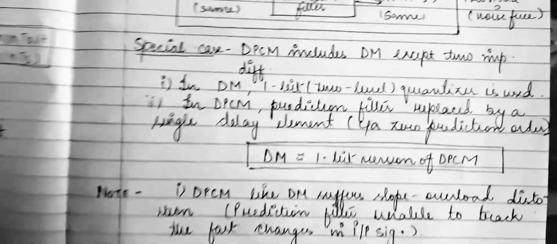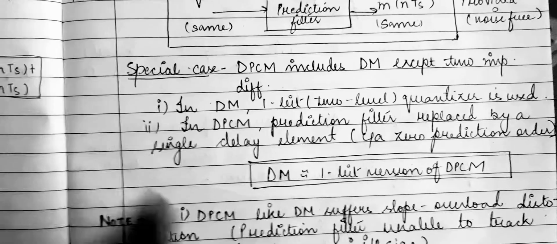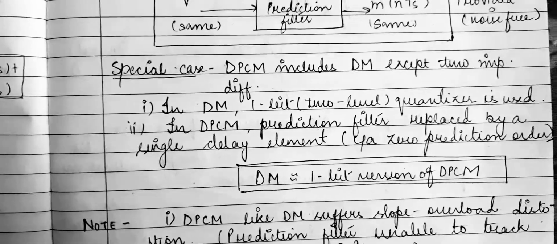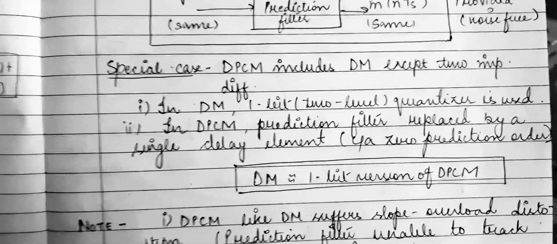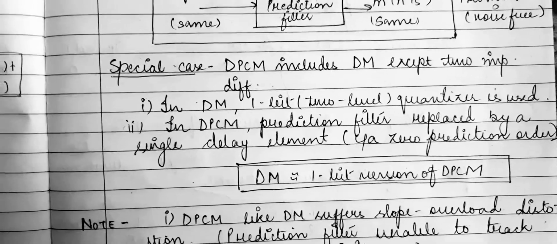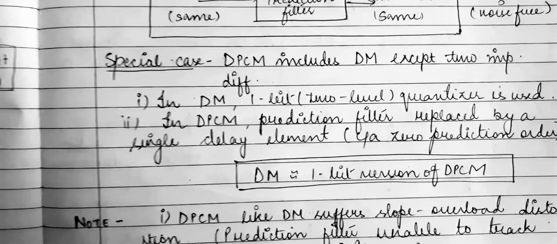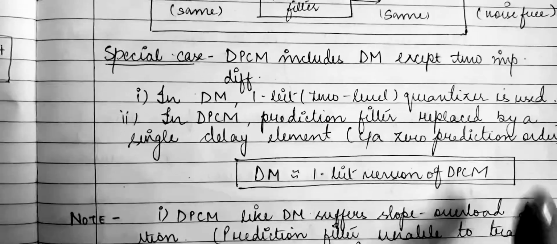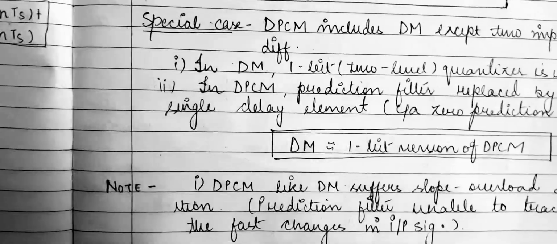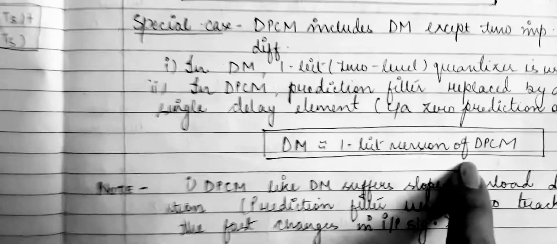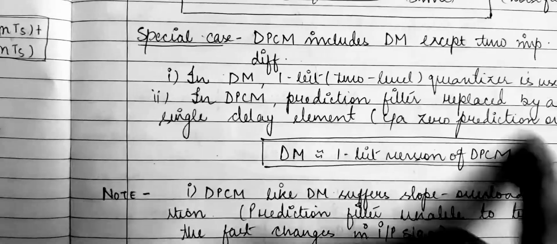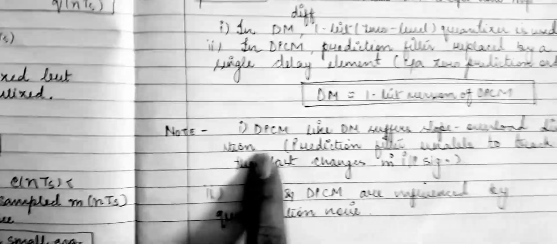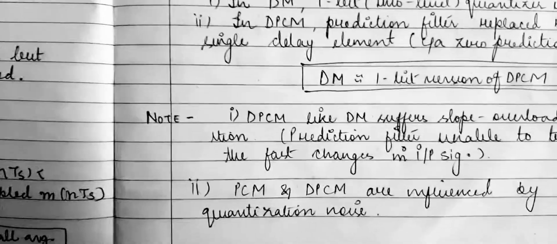Now coming to the special case, DPCM includes delta modulation except for two important differences. The first one is that in delta modulation, a one-bit or two-level quantizer is used. In delta modulation, the prediction filter is replaced by a single delay element, that is called zero prediction order. So by this we can say that delta modulation is a one-bit version of differential pulse code modulation.